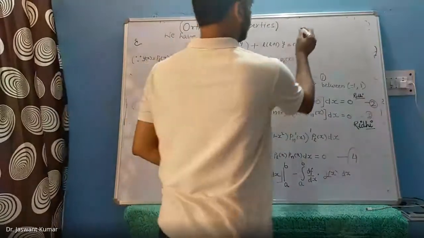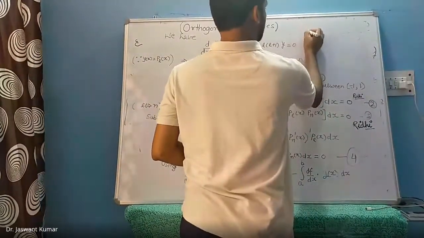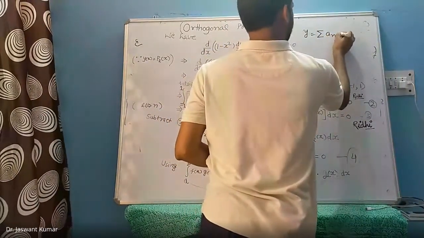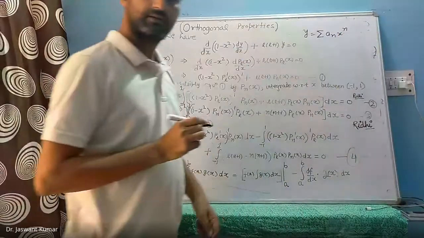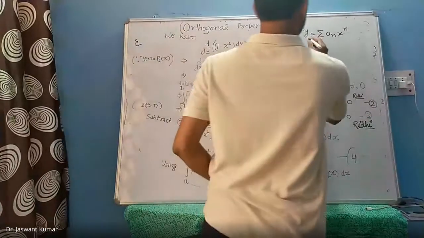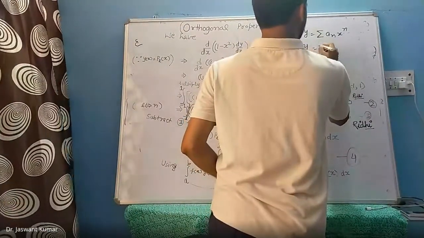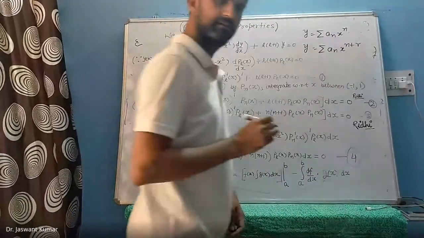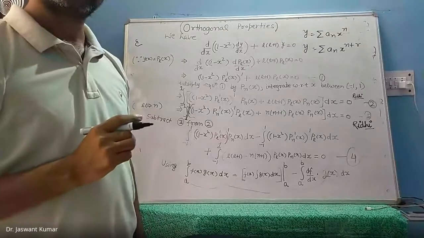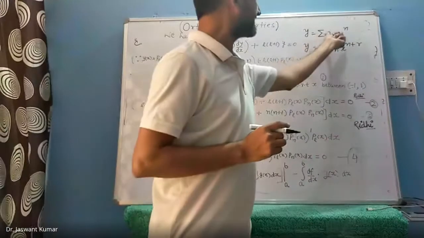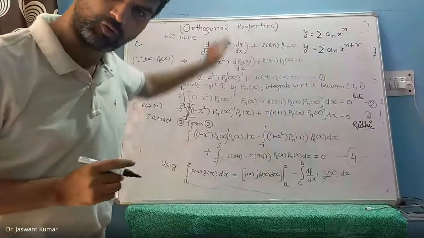All right. So for all such queries, the answer is that for the Legendre polynomial, the series that should be tried is summation a n x to the power n. And for Hermite, the series that should be tried is a n x to the power n plus r. So this you can say is a special case in which we have put r equal to 0. This is the series which will go all through.